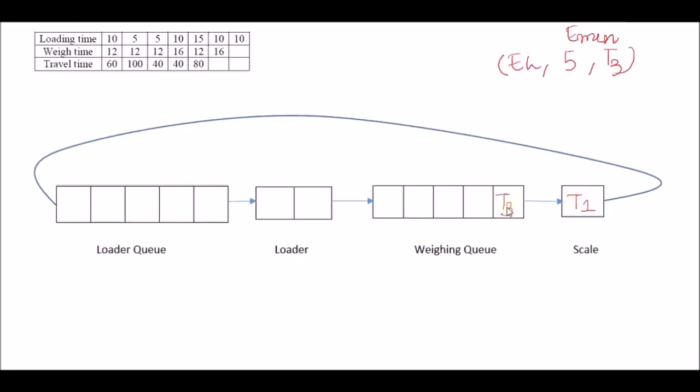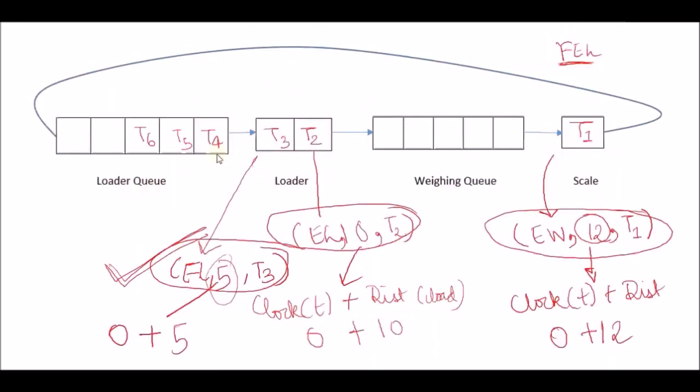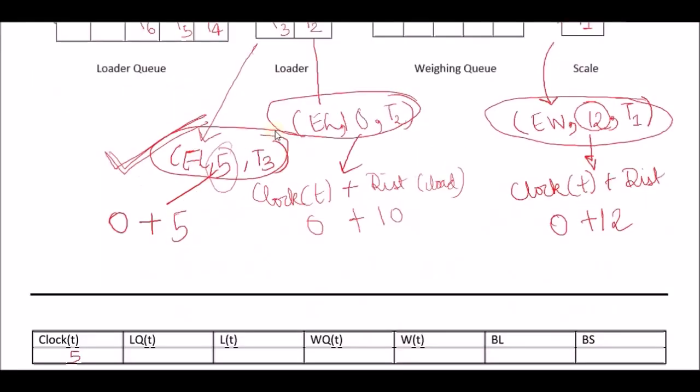So T1 is here as usual. T3 comes to the weighing queue. T2 is already there. But from the loaded queue, one of the trucks comes and takes its place. So that's T4. So how many are left in the loaded queue? 2. So T5 and T6. So that's what we get from this. So T4 comes here, T3 goes here, T5 and T6 advance one step.